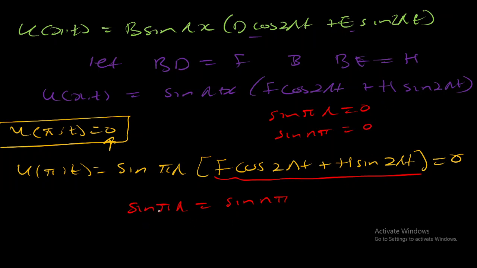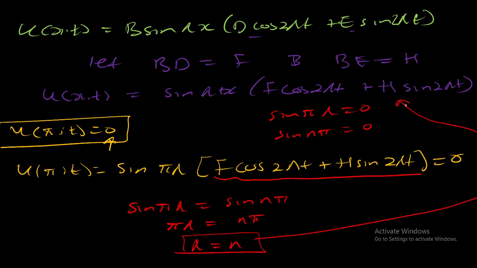Therefore, if you are having sine and sine, you can literally just equate the argument. So we're going to have pi lambda is equal to n pi. If we divide both sides by pi, we're going to have lambda, which is equal to what? Lambda, which is equal to n. So we're going to substitute the value of n where? Into this equation. Wherever we see lambda, we're going to put n. So we'll end up with a new equation.